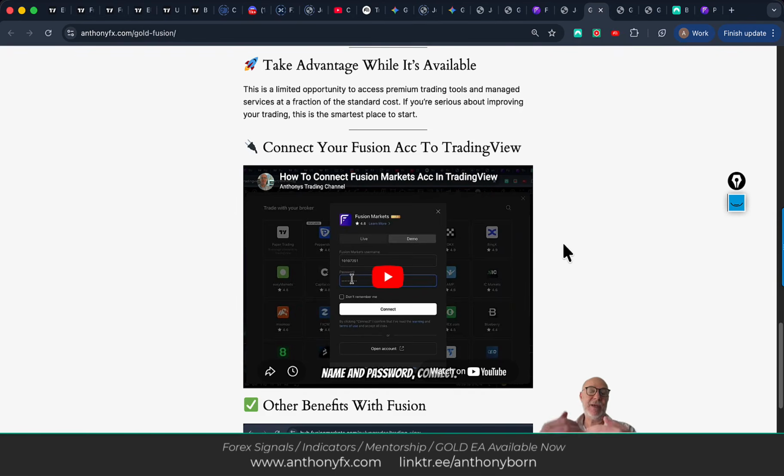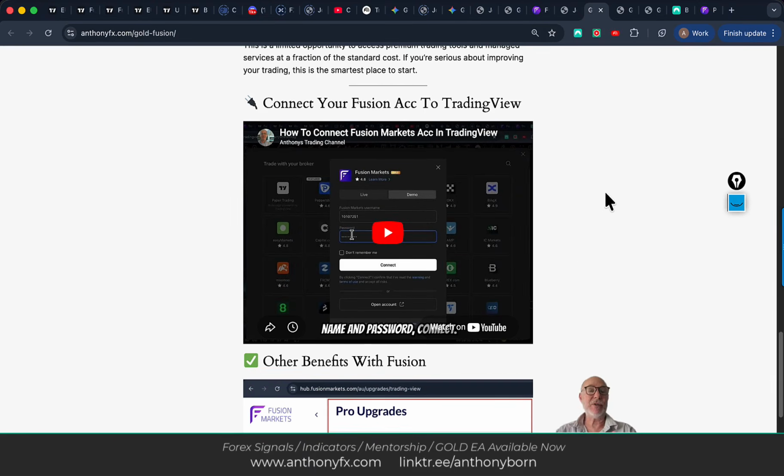And if you have a Fusion Markets account and you're connecting to my trade copy Telegram signal through TS Copier or the Forex account management, we're on the same platform. Same broker, zero spread account, no issues then with interbroker spread issues and whatever other problems. So it's a huge benefit. Oh, and you can also trade your Fusion Markets account through TradingView. So this video on this page shows you how to connect your account to TradingView.